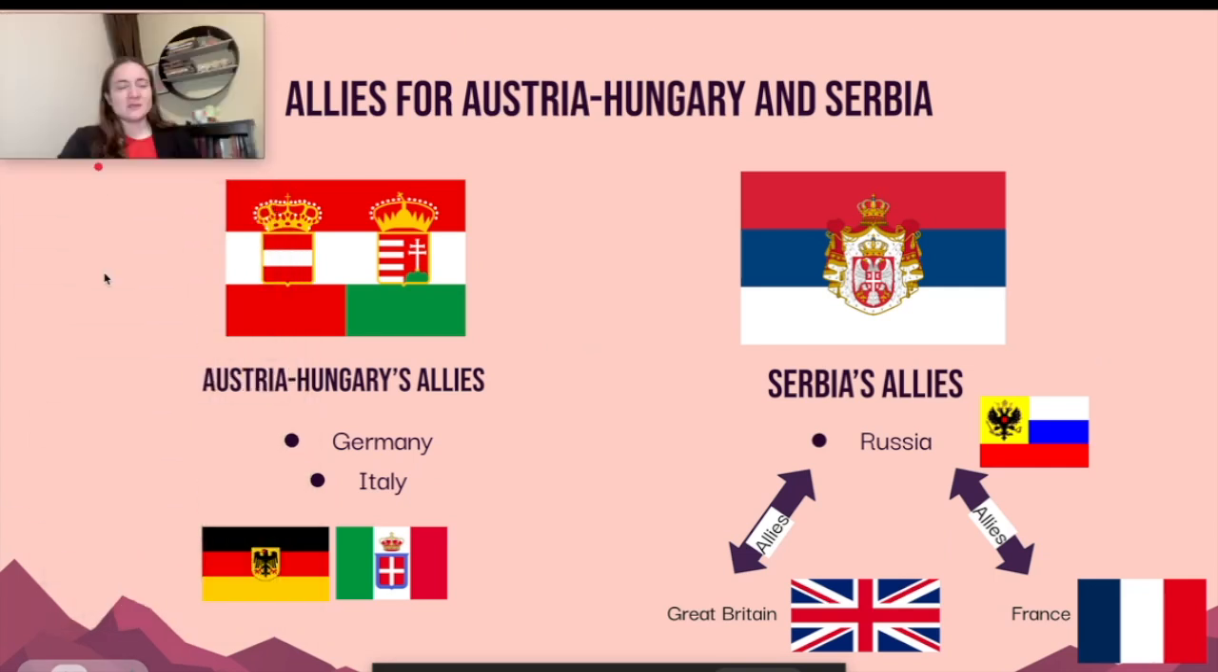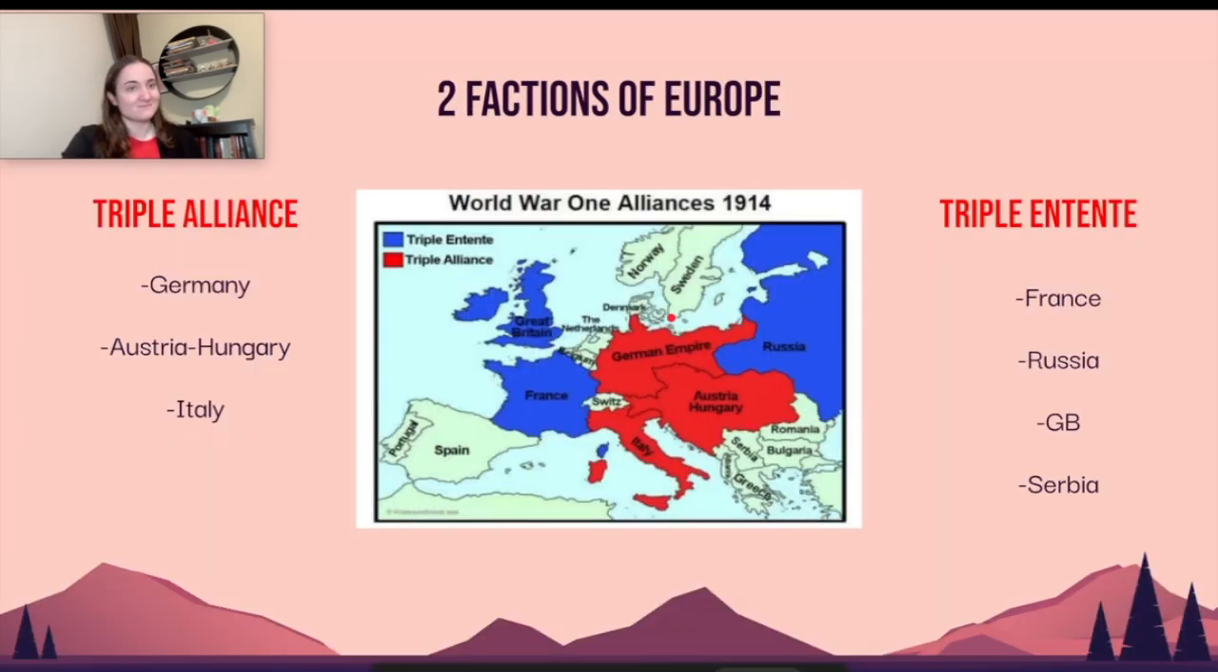I'll show you. So, like we said before, Austria-Hungary is right here. They are allies with Germany as well as Italy. Serbia is allies with Russia. Now, Russia is also allies with Great Britain and France. So that automatically makes Great Britain and France allies with Serbia. So now there are two factions of Europe. There's the Triple Alliance, which includes Germany, Austria-Hungary, Italy, and the Triple Entente, which includes France, Russia, Great Britain, and Serbia.